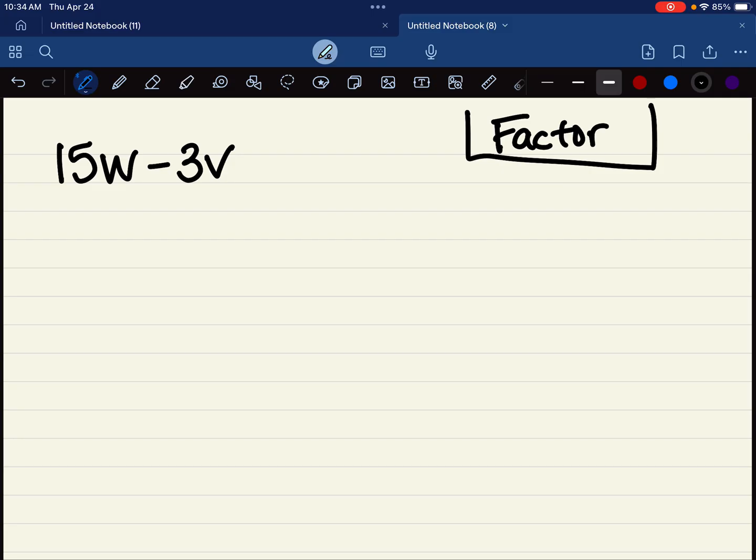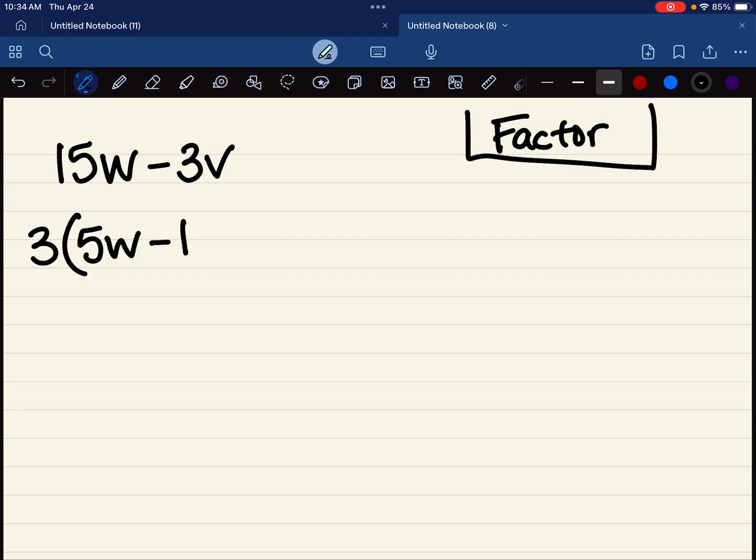Okay, so like Callan said, my greatest common factor is 3, so I write that first. Any variables that they have in common? No. So those are going to stay, okay? Then all I'm going to do is ask, what is this first term divided by 3? If I divide 3 from 15W, what am I left with? 5W. What if I divide negative 3V by 3?